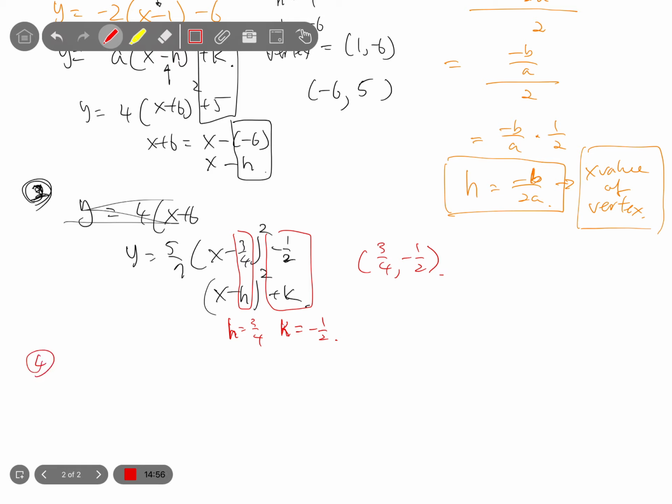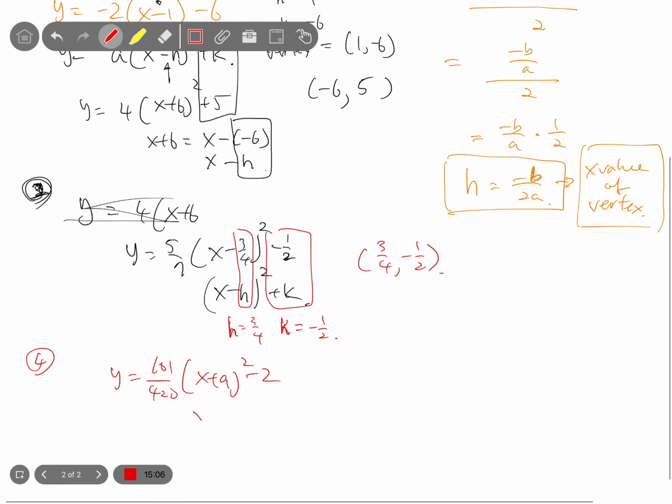Fourth problem, you have y equals 101 over 420 times (x plus 9) squared minus 2. So again, this is the same as x minus a negative 9, quantity squared, minus 2. So we know h is negative 9 and k is negative 2.